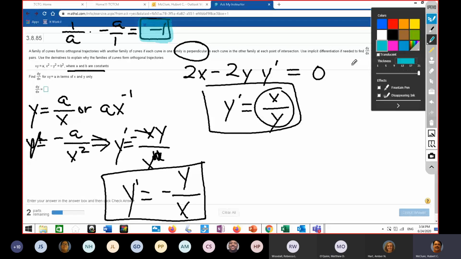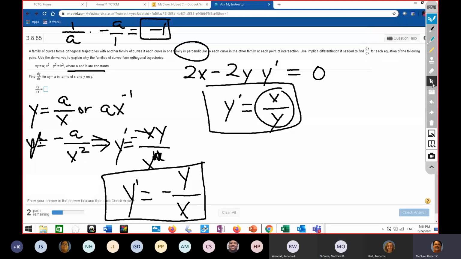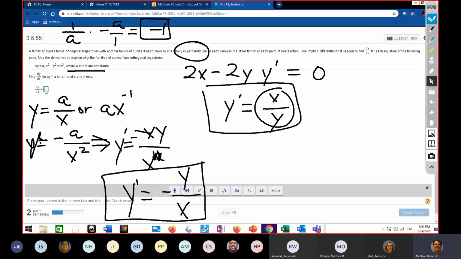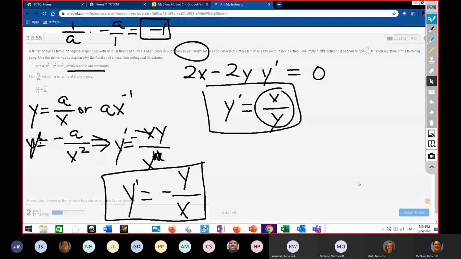Now, I don't know what they want. They probably just want each slope, and then answer the question, is it perpendicular? I'm going to type the 3 in. Now, is the content on this homework question a test question? Yes. But is this a direct test question? Probably not.